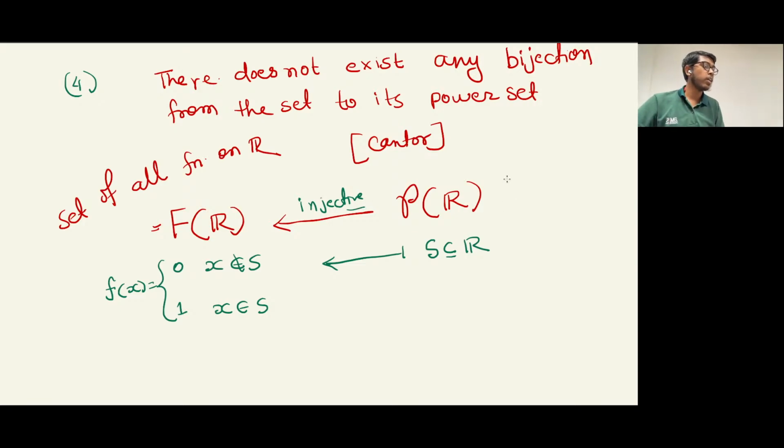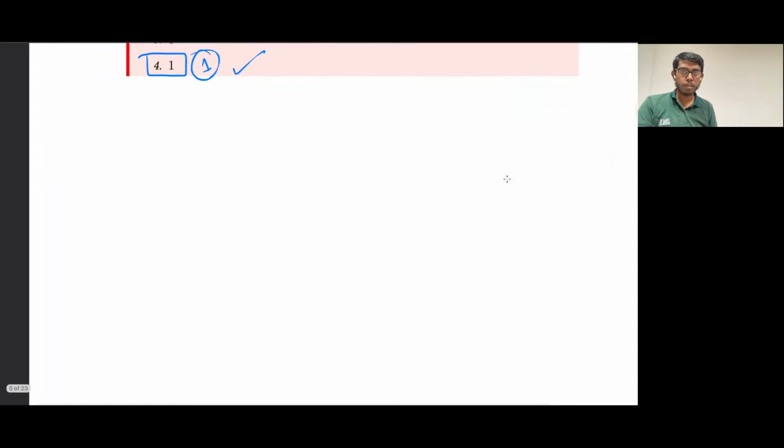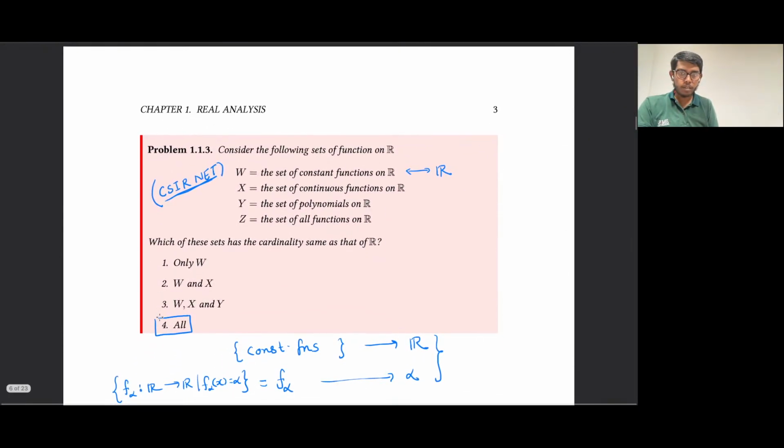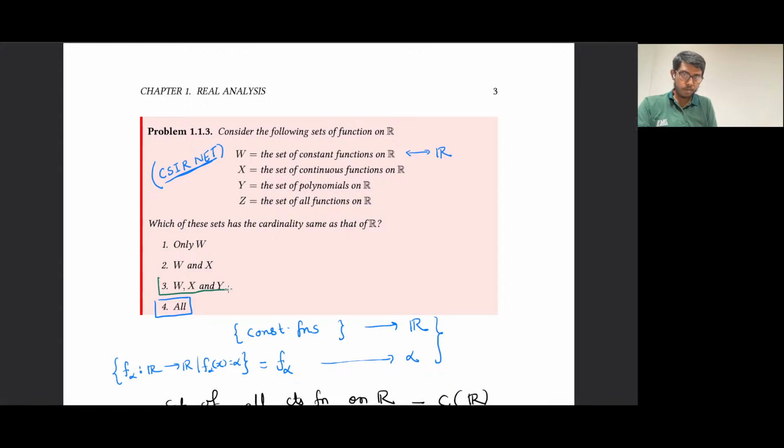And this proves that you cannot have a bijection between the set of all functions and R, and therefore the cardinality is not the same. Okay, so the correct options will be W, X, and Y. Okay, so is it clear, Chinu? So is it clear now?